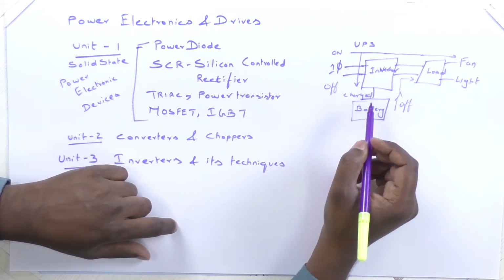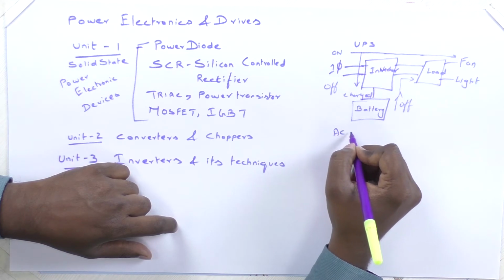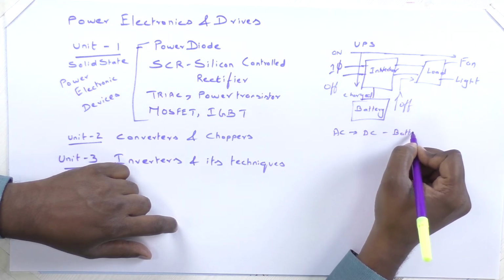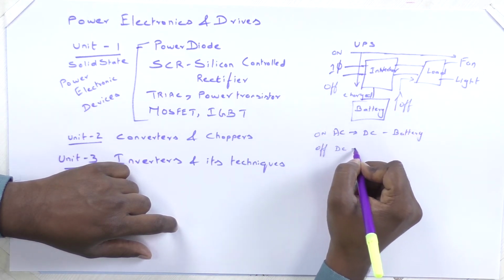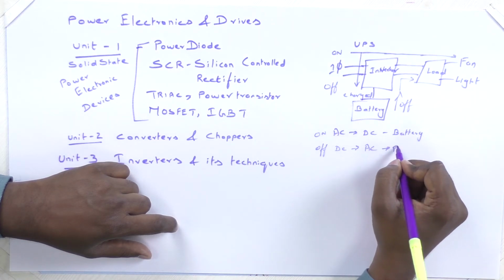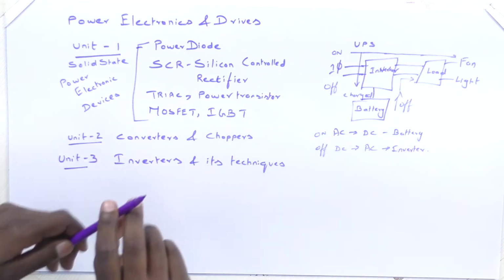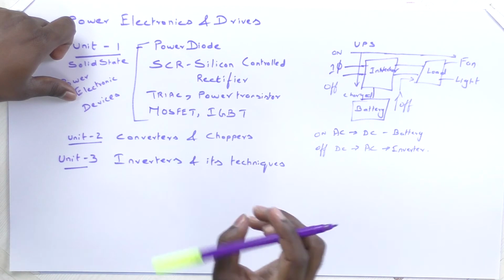So what will happen over here? AC is converted to DC for the battery, and when the supply is off, DC supply is converted to AC through an inverter. Okay, so this is how it works. So this is something we deal with in the third unit.